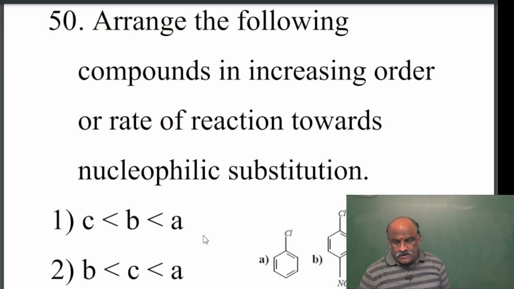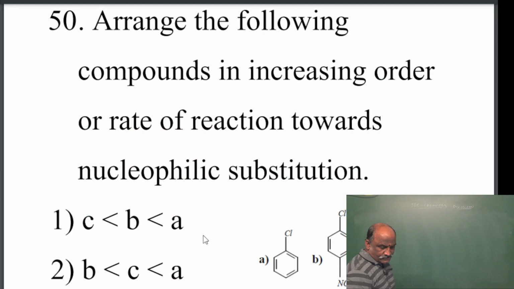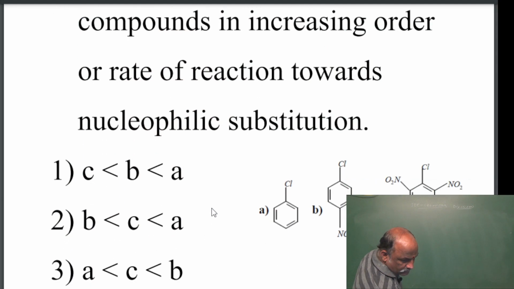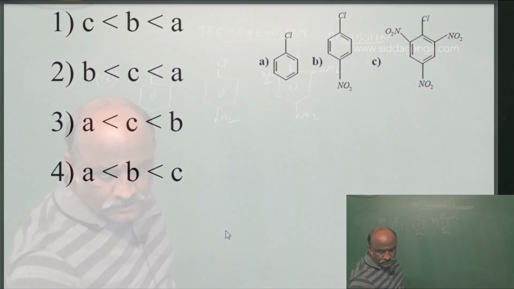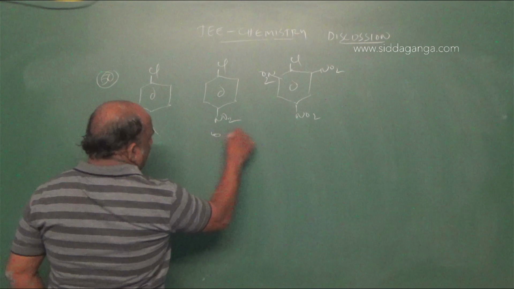Last, arrange the following compounds in increasing order of rate of reaction towards nucleophilic substitution reactions. A simple question, and the answer is also very simple. Chlorobenzene, next 4-nitrochlorobenzene, and third 2,4,6-trinitrochlorobenzene. So this is A, this is B, this is C.